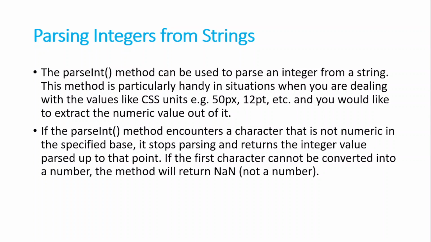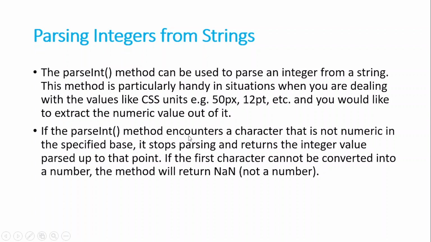For example, if you want 50 from 50 pixel or 12 from 12 pt, and you want the numerical value, not the string. At that time you will use the parseInt method, and then we can convert this 50 pixel into 50. So this method will automatically grab this 50 number.